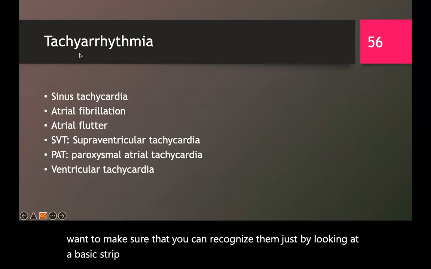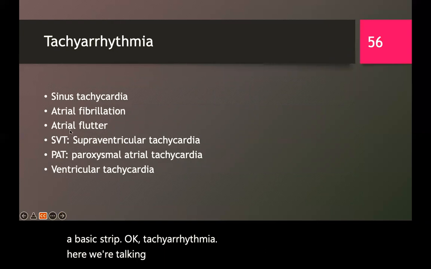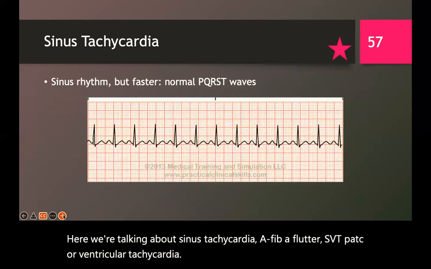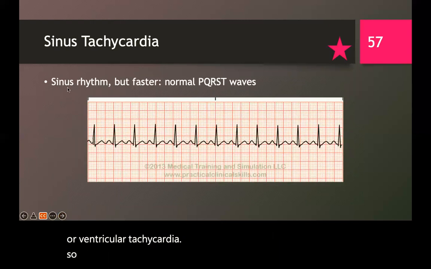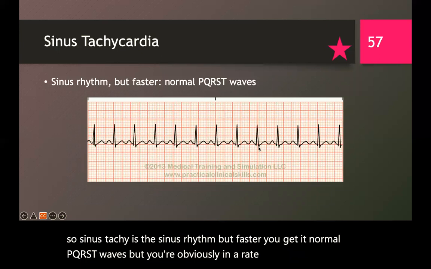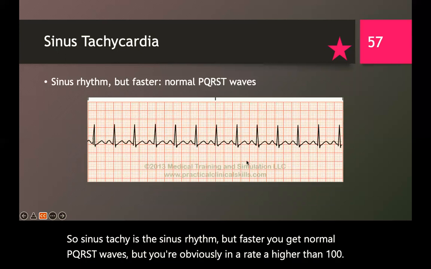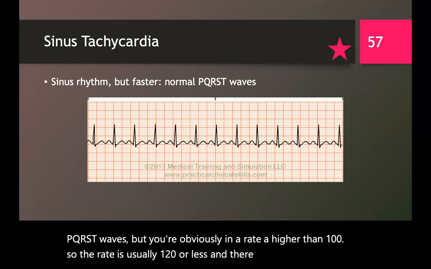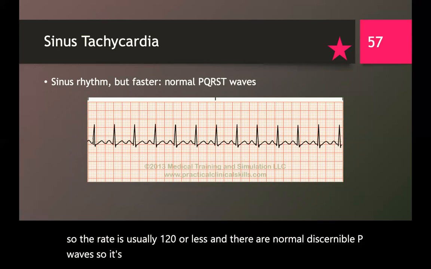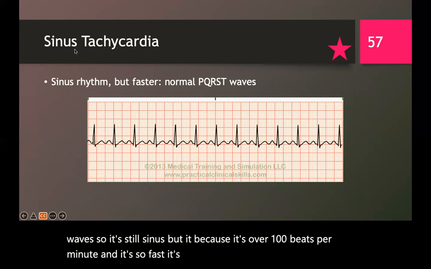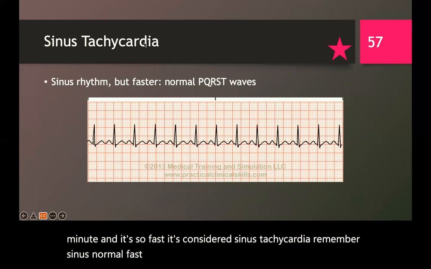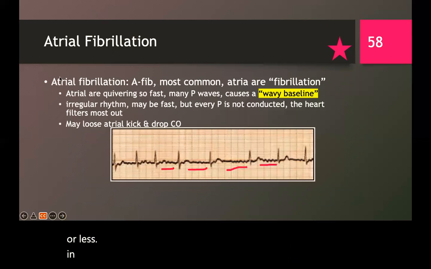Okay, tachyarrhythmia. Here we're talking about sinus tachycardia, AFib, aflutter, SVT, PAT, or ventricular tachycardia. So sinus tachy is the sinus rhythm, but faster. You get normal PQRS-T waves, but you're obviously in a rate higher than 100. So the rate is usually 120 or less, and there are normal discernible P waves. So it's still sinus, but because it's over 100 beats per minute and it's so fast, it's considered sinus tachycardia. Remember, sinus normal, fast heart rate. So fast meaning it's 120 or less in this particular rhythm.